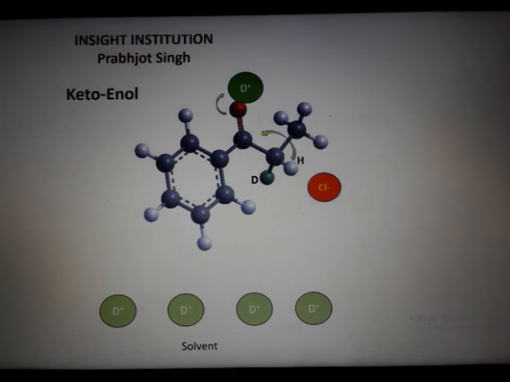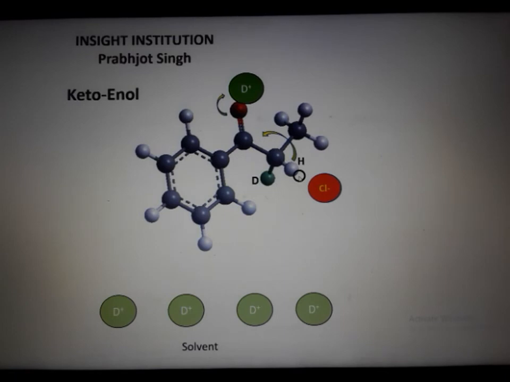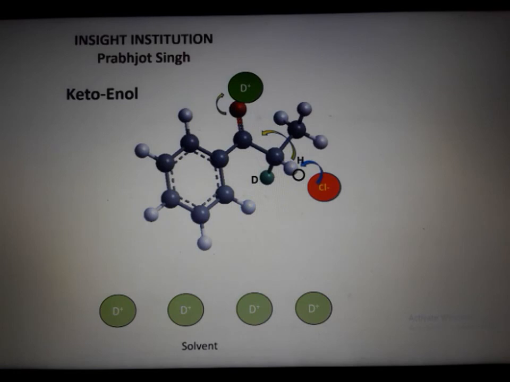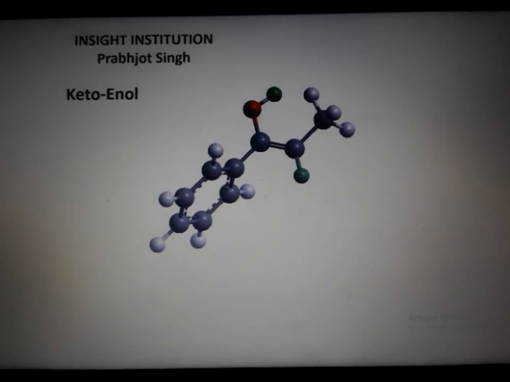Simultaneously, electron shift occurs from this side, from the alpha hydrogen and alpha deuterium towards the oxygen, and this shift gets an antibonding formation, and electron deficiency will be formed in here at this place. So due to the excessive deuterated solvent, the selectivity will be of hydrogen abstraction, and the proton will go out and it will transform to this enol, deuterated enol.